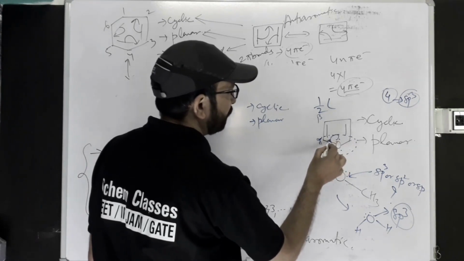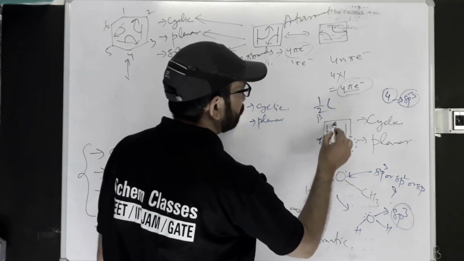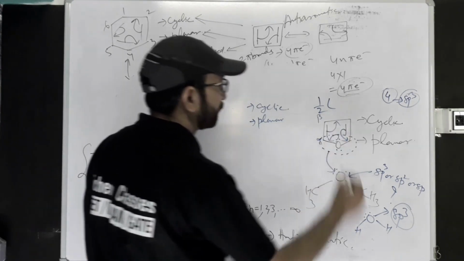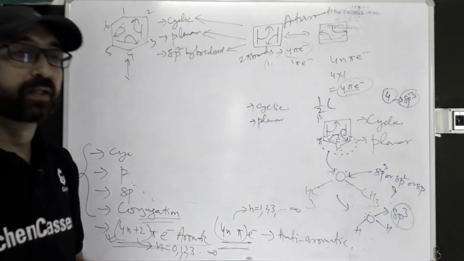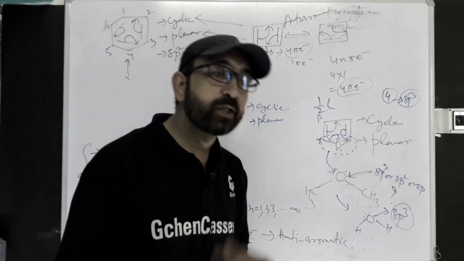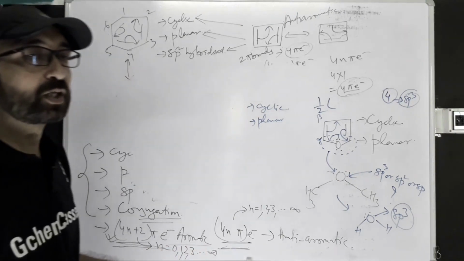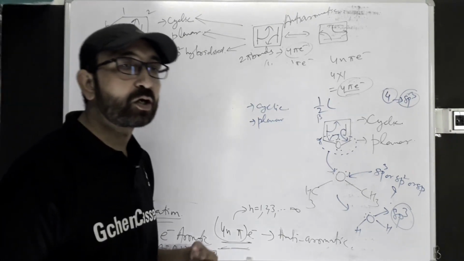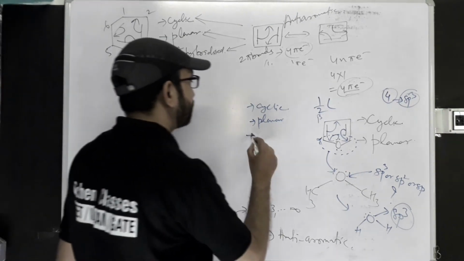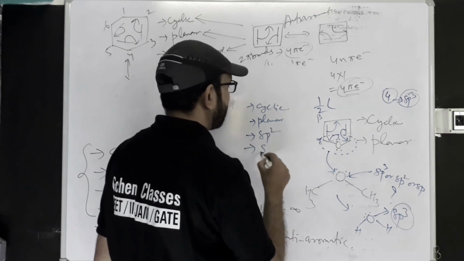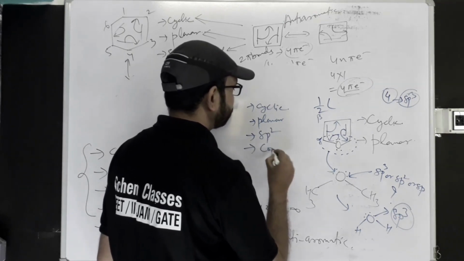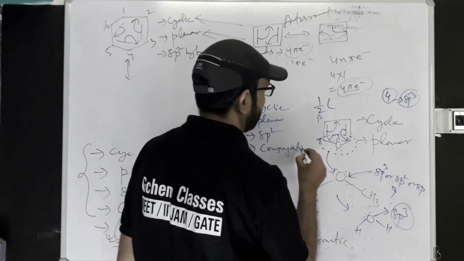Because this lone pair is shifting here, this will go here and this will come in here. So the conjugation is continuing. It is not stopping. So we have sp2 and then we have conjugation.